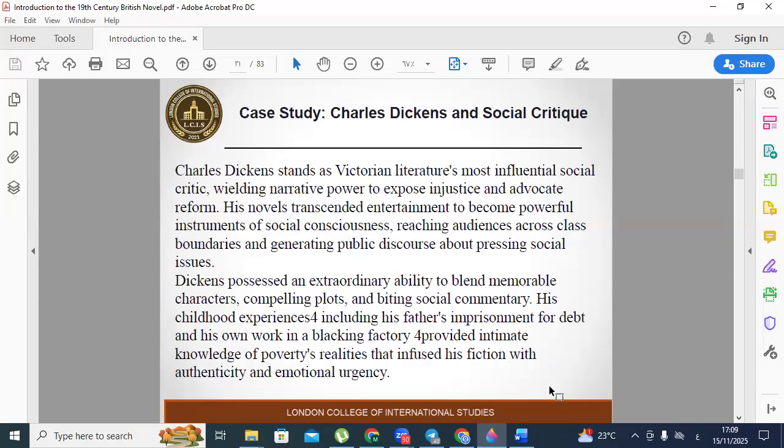Case study: Charles Dickens and social critics. Charles Dickens stands as Victorian literature's most influential social critic, wielding narrative power to expose injustice and advocate reform. His novels transcended entertainment to become powerful instruments of social consciousness, reaching audiences across class boundaries and generating public discourse about pressing social issues. Dickens possessed an extraordinary ability to blend memorable characters, compelling plots, and pointed social commentary.